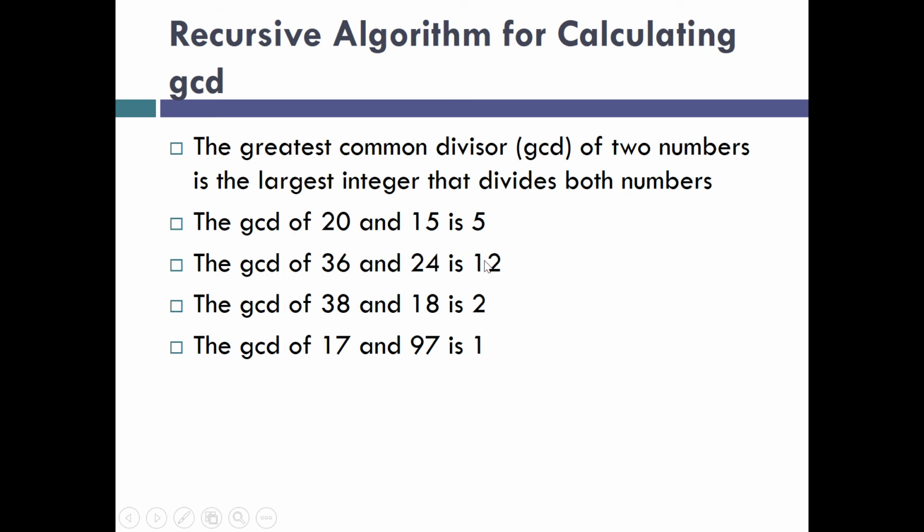36 and 24, it's going to be 12, right? 38 and 18, the biggest number that divides them both is 2, right? They share no other common divisors. And 17 and 97 are both prime numbers, so they don't share any common divisors except for 1, which is 1.